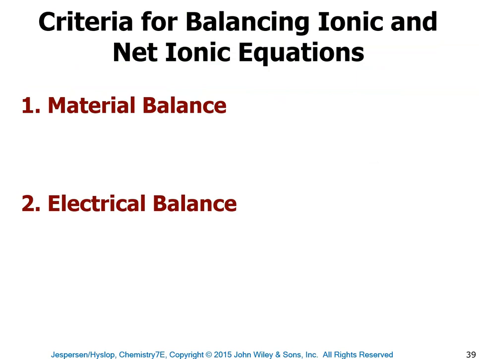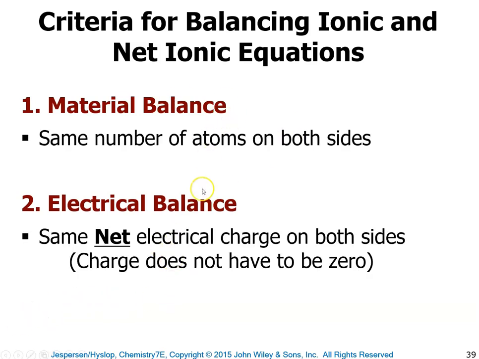Now I just want to walk through some of the ideas for balancing ionic equations and some of the considerations that we need to make when we're doing this. Remember, we need to make sure we're balancing the material, so the atoms involved, and we're also balancing the electrical charge. So we need to have the same number of atoms and the same overall charge. Again, it doesn't have to be 0. We just need to make sure that the charge is the same on both sides. Otherwise, that would mean that we're changing the number of electrons found in the compounds.